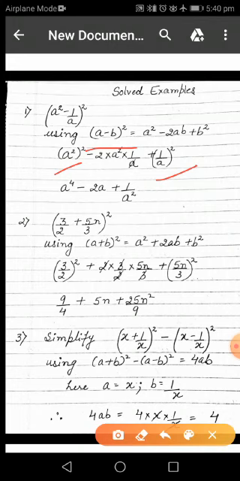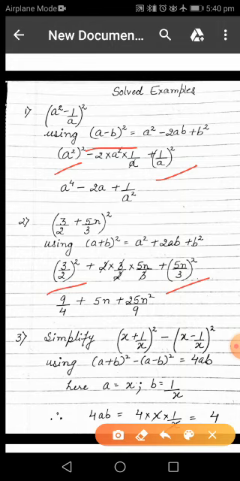Next we have 3 upon 2 plus 5n upon 3 whole square. Now, the identity over here can be used as a plus b whole square, that is a square plus 2ab plus b square. So comparing the numbers with the identity, a can be substituted as 3 by 2 and b can be substituted as 5n upon 3, which gives you the answer as 9 upon 4 plus 5n plus 25n square upon 9.